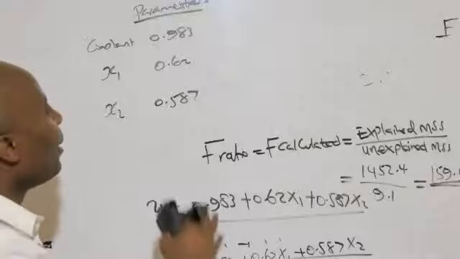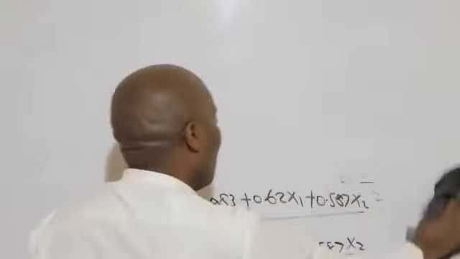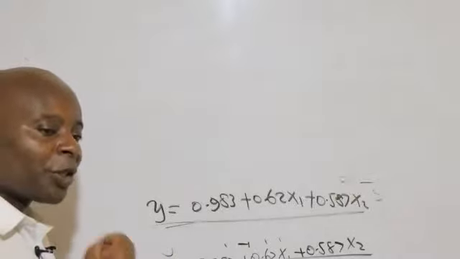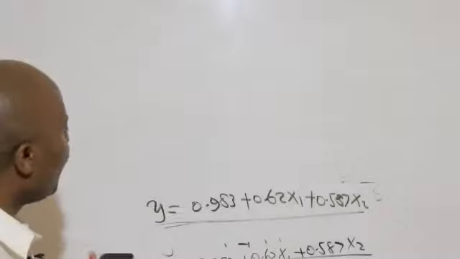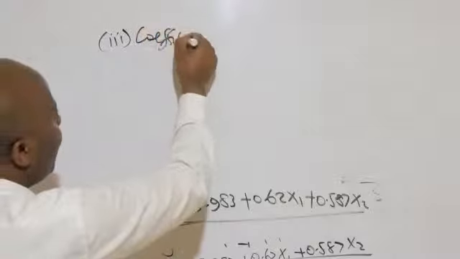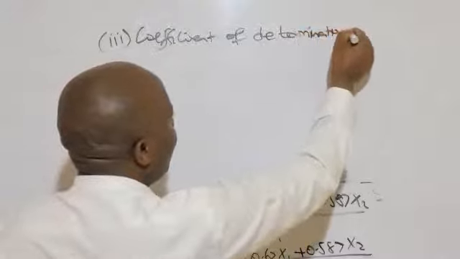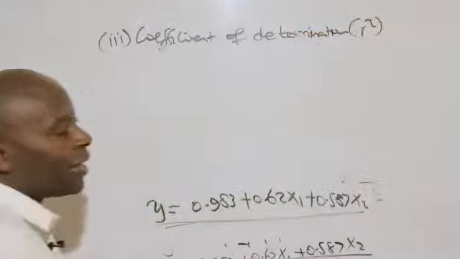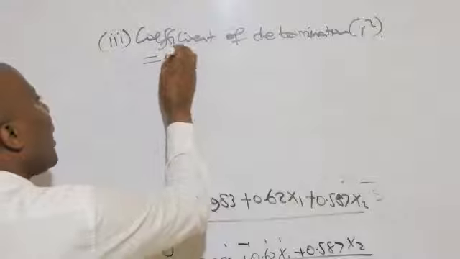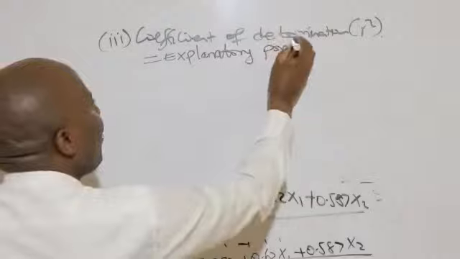Ladies and gentlemen, remember that the model we normally use to ascertain the explanatory power of a regression equation is called the coefficient of determination. So they want us to give them the coefficient of determination, r squared. This is what gives us the explanatory power.